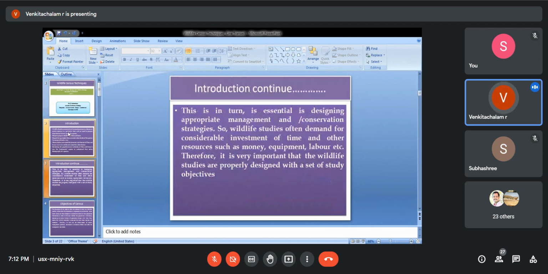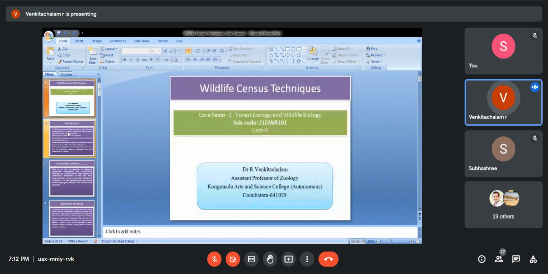If the area is highly undulating, what transect method will you use?